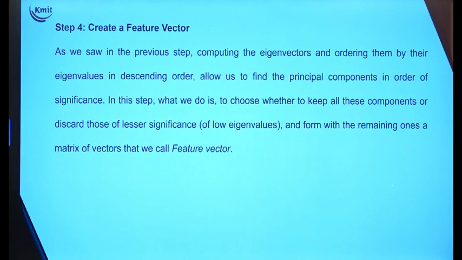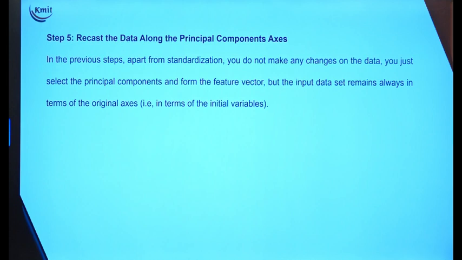Simply understand that the feature vector is nothing but a matrix that has as columns the eigenvectors of the components that we decide to keep, which makes the first step towards dimensionality reduction, because if we choose to keep only p eigenvectors out of n, the final data set will have only p dimensions. Once we are done with selecting the components, we recast the data along the principal component axes. Apart from standardization, you do not make any changes in the data. You just select the principal components from the feature vector in the fourth step, and then carry on with recasting the data.